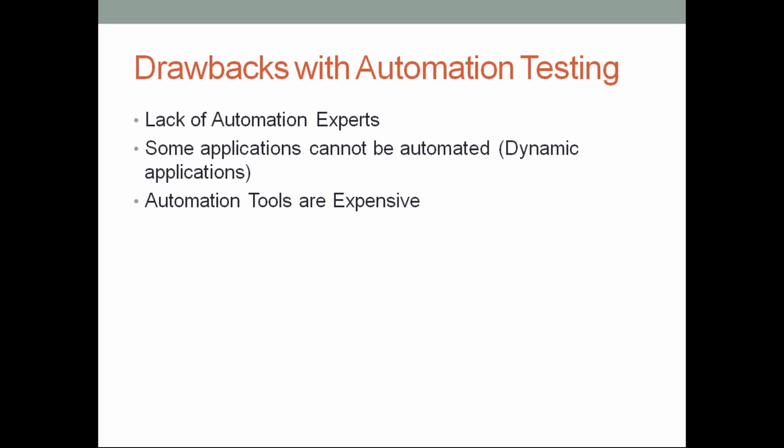Because we don't know the expected result exactly, the time, the location, and how long the object will be there, all such kinds of things will come up, right? So we obviously can't do that. So the next challenge over here is that automation tools are expensive.